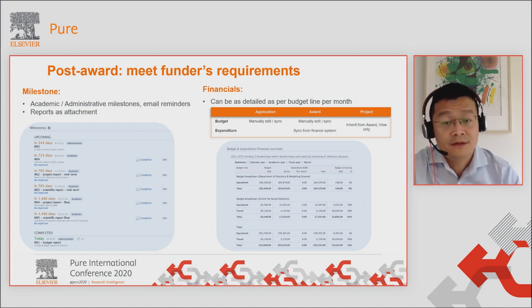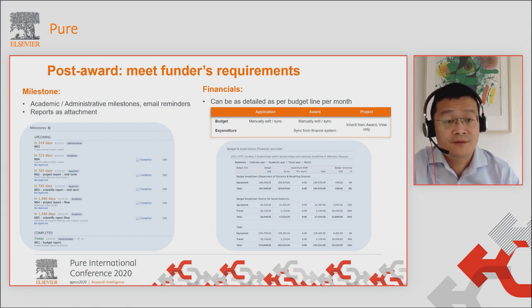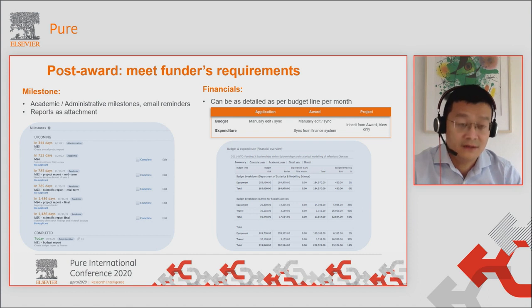In the project content type, the budget and expenditure information is view-only, and this information is inherited from the award content type. With this, the PI or relevant person can keep an eye on their spending, and when the funding or budget is running low, they can apply for more. And with this financial information, they can also do a lot of reporting and analysis.